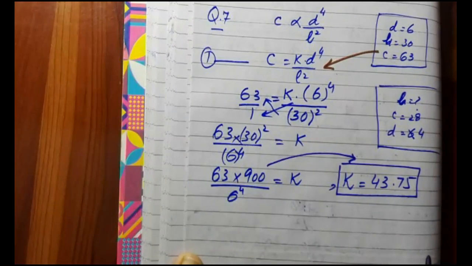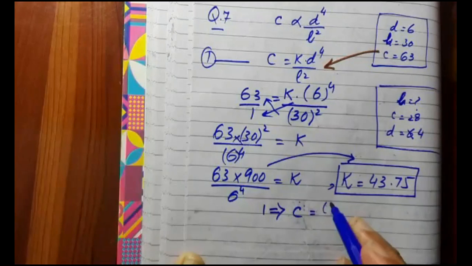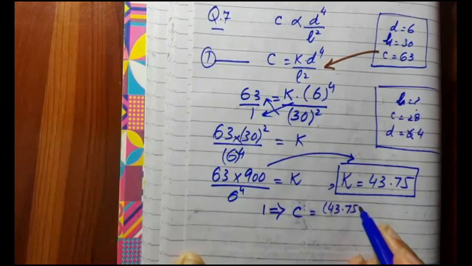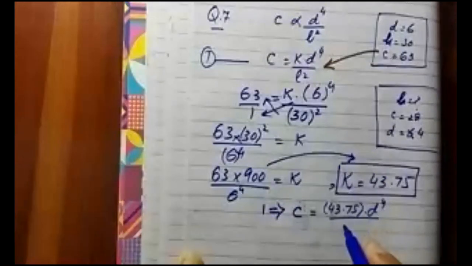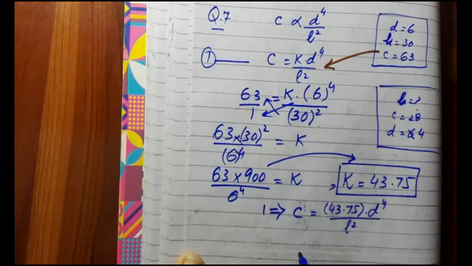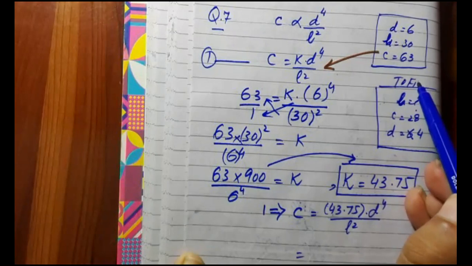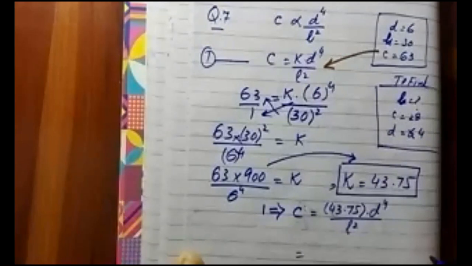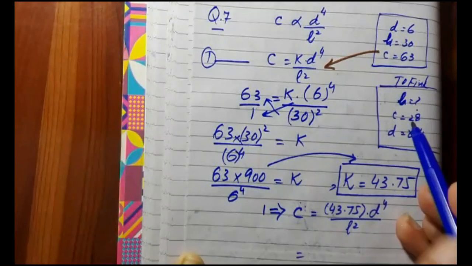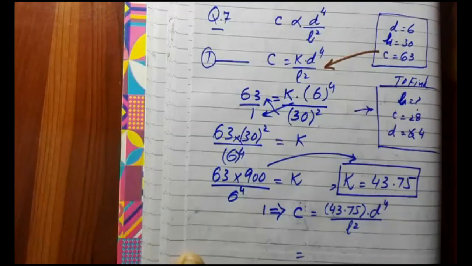Now, once the value of k is derived, you should put it into equation number 1. So the formula will become C equals k times the value of k, that is 43.75 just calculated, d raised to power 4 and divided by L square. Now, we use the second set of values to find, we are asked in this question to find at which height or which length. We are using this set of data now to find the value of height or length of the pillar, that is, how high we can go. We are asked to find the height.